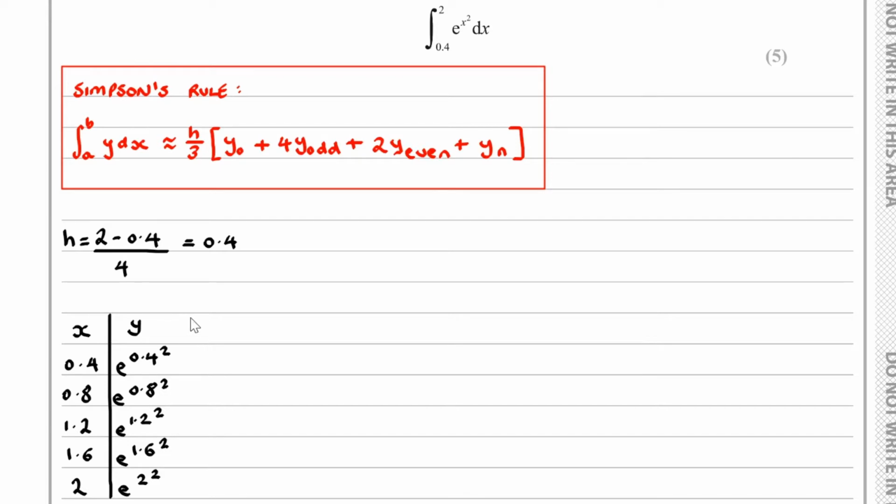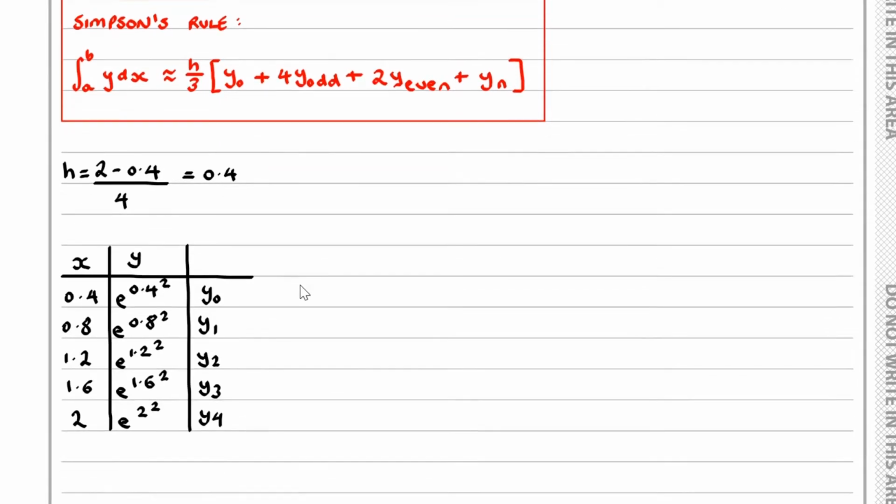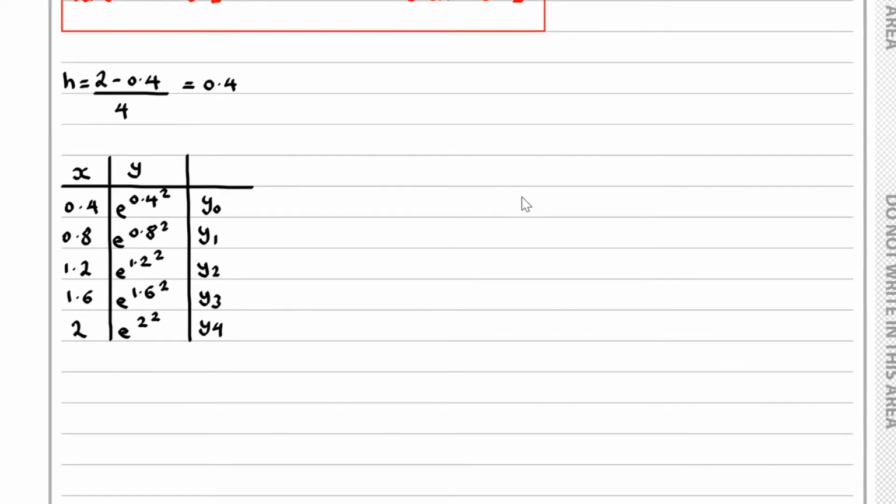And now we simply need to write down the odd and even values. So to do this, the first value is y0, then we have y1, y2, y3, y4. Notice y0 is the first y value, y4 is the final y value, y1 and y3 are the odd y values, and y2 is the even y value. And then we substitute everything into the formula.